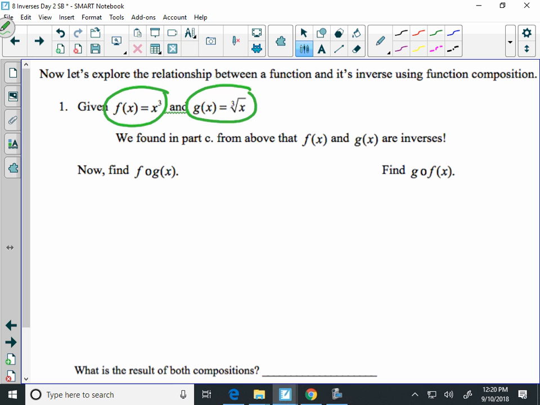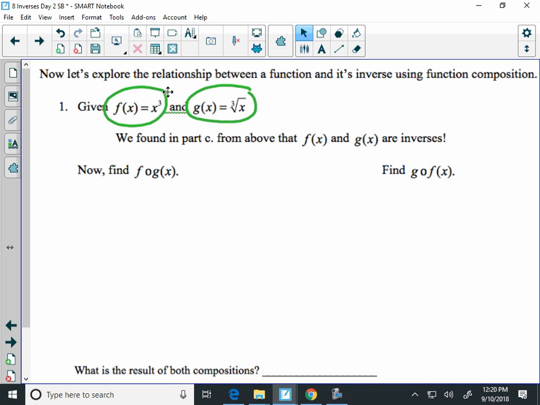And it says we found in part C, which you should have because you all did those problems at the top of your page, that g and f were inverses of each other, right? You were given one of them, and you found the other was the inverse. So now here's what we're going to do. I told 8th period this on Friday, and they were not happy with me, but we're going to do a proof.